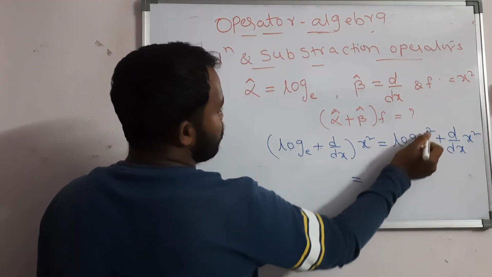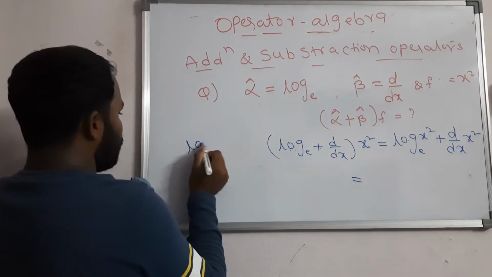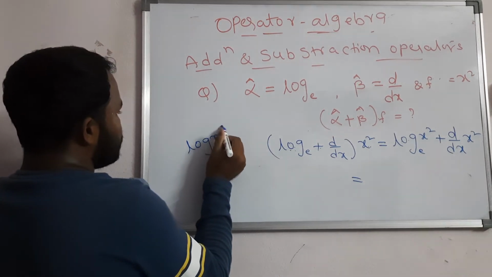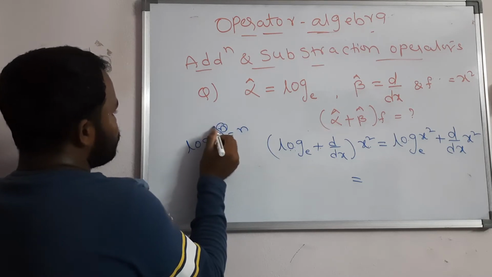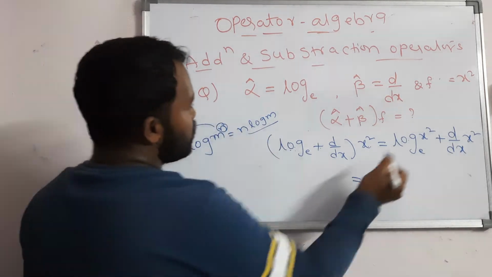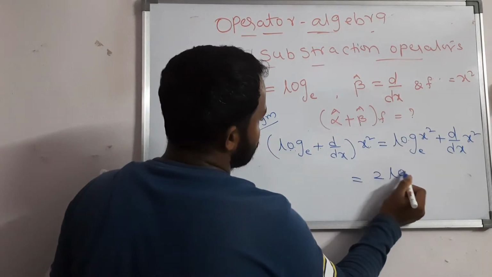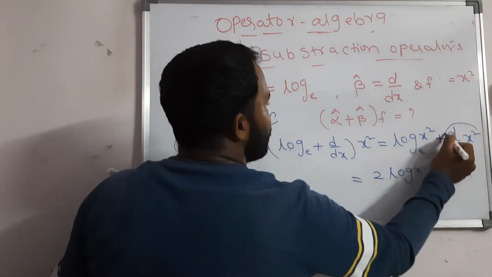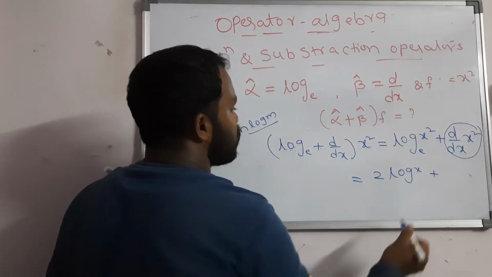Whenever there is a log, one formula you should learn: log of m power n is n log m. Everybody should know this formula. So here you should write 2 log x, base e, so no need to write it. Then d by dx of x square.